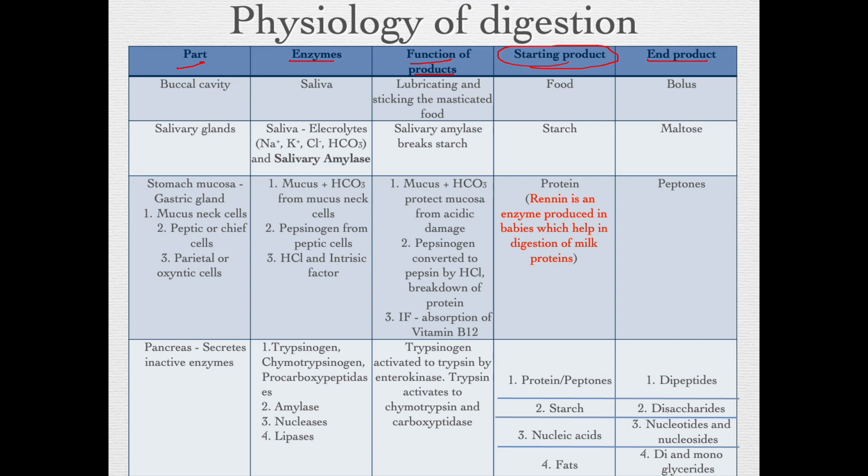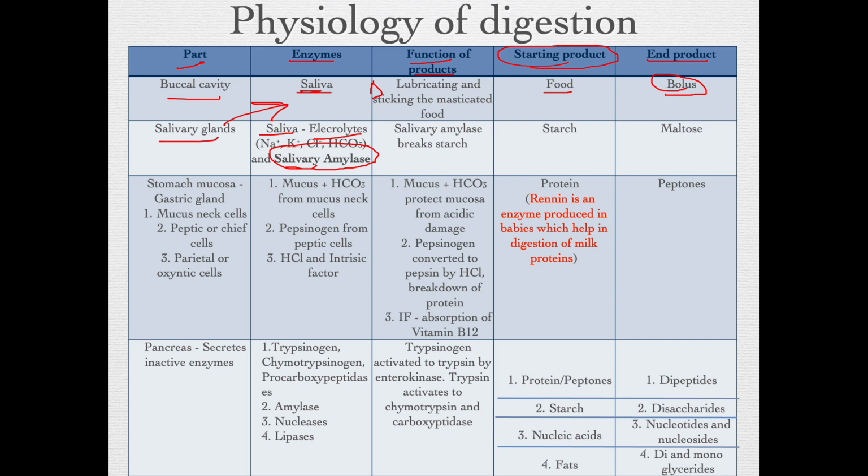So starting with the oral cavity or the buccal cavity, saliva is the product which is secreted by the salivary glands. The components of saliva include electrolytes like sodium, potassium, chloride, and bicarbonate, and an enzyme called salivary amylase. So there are two functions of the saliva. The first function is lubricating and sticking the masticated food. This transforms the food into something known as a bolus, which helps in easy passage through the esophagus.